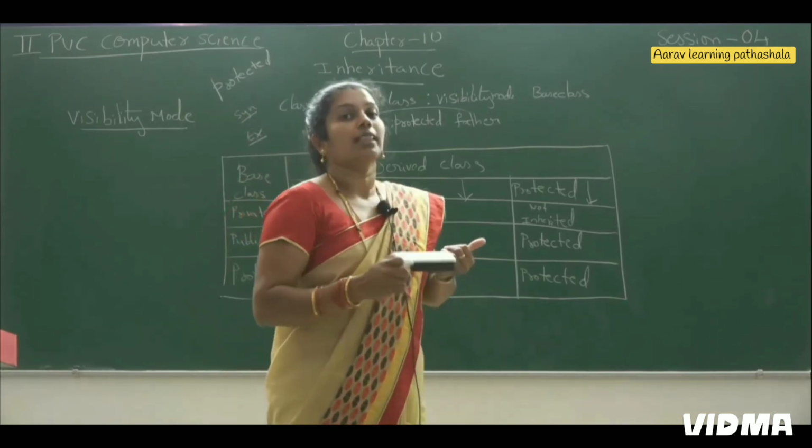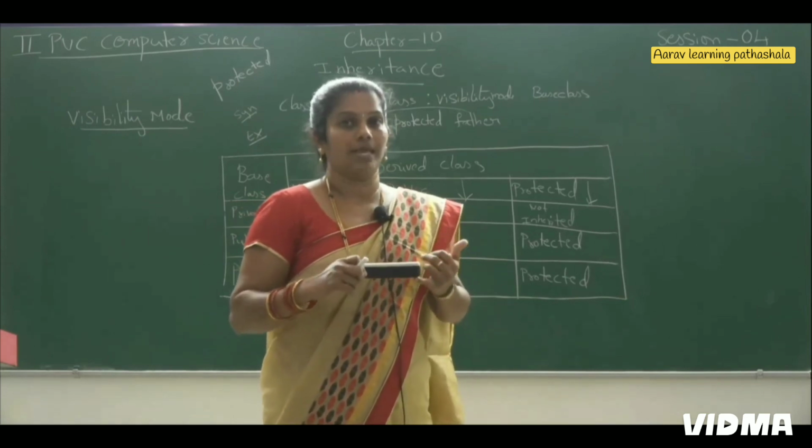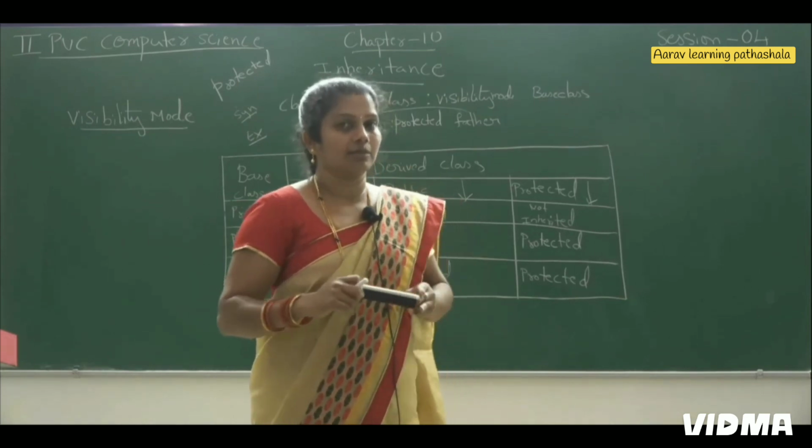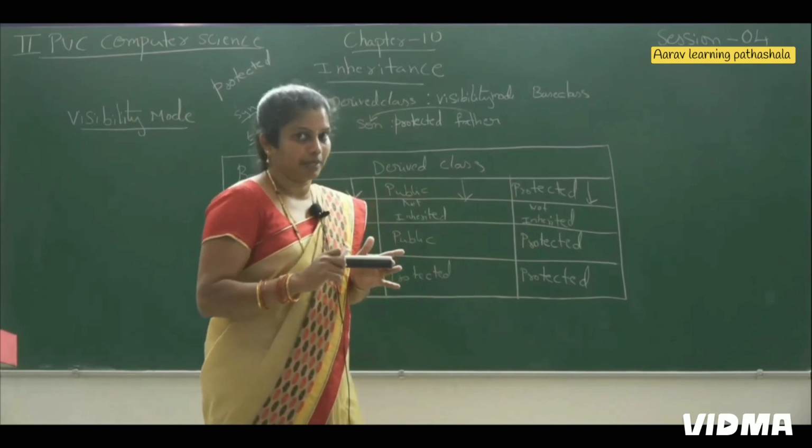Visibility mode will control the access specifiers of the members of the base class in the derived class. There are three visibility modes: private, public and protected.